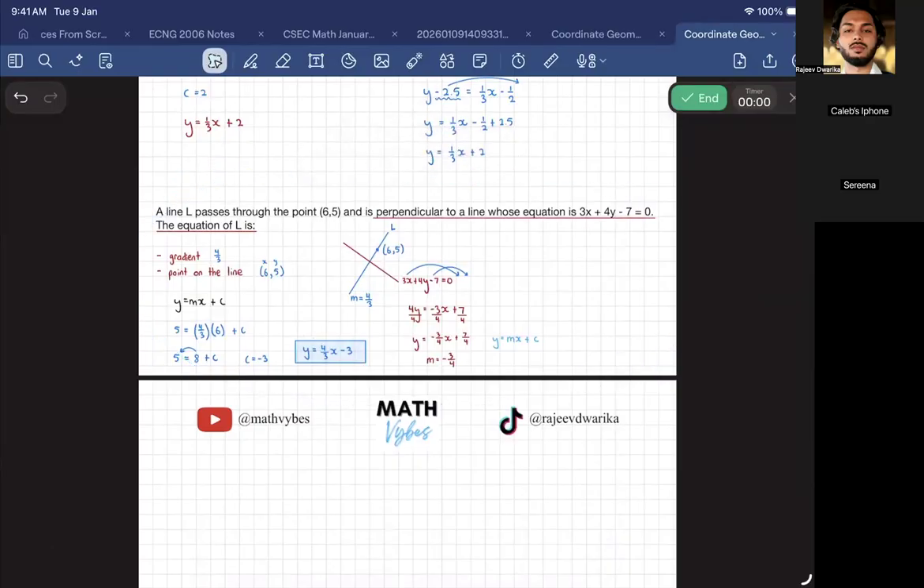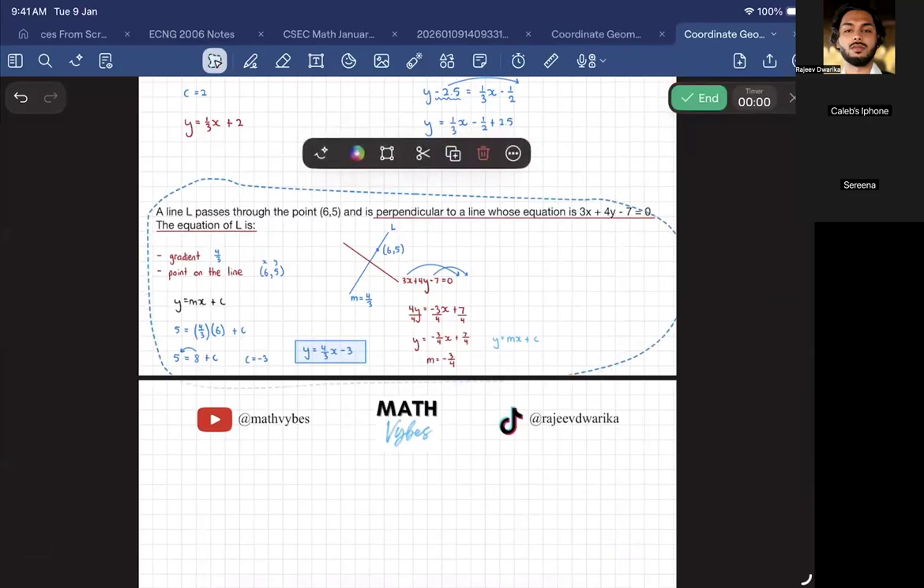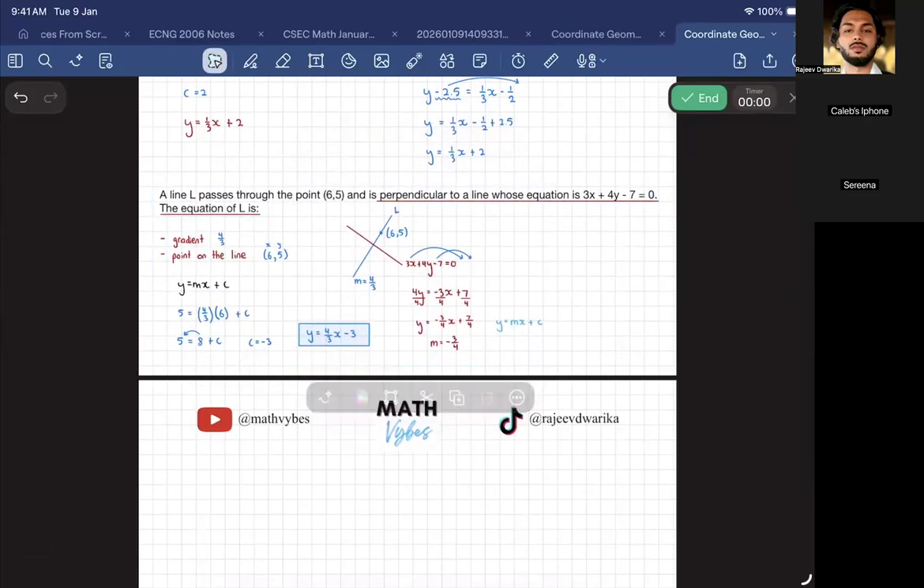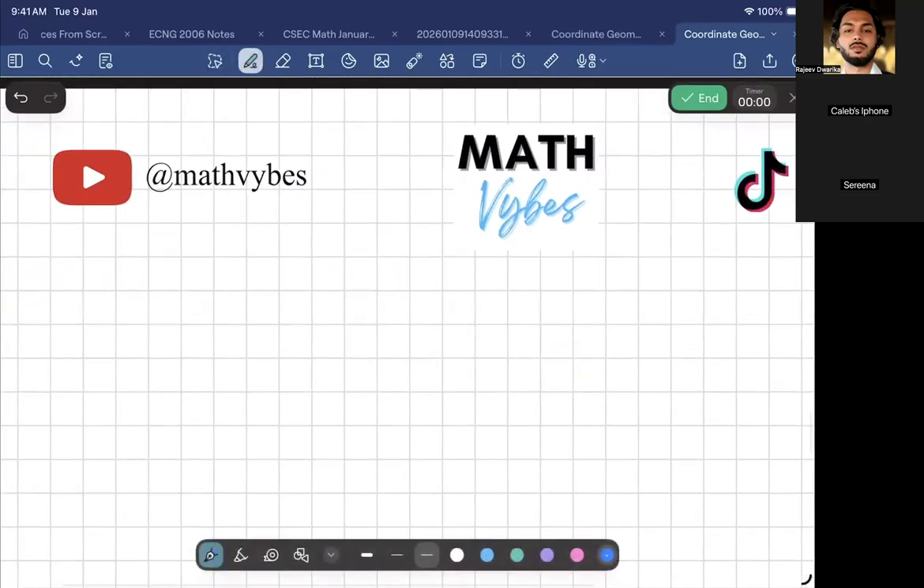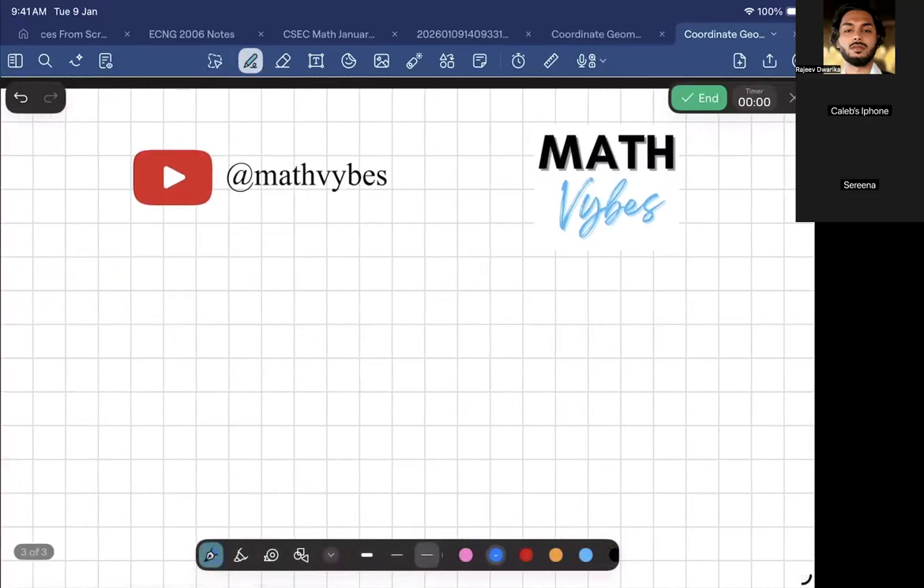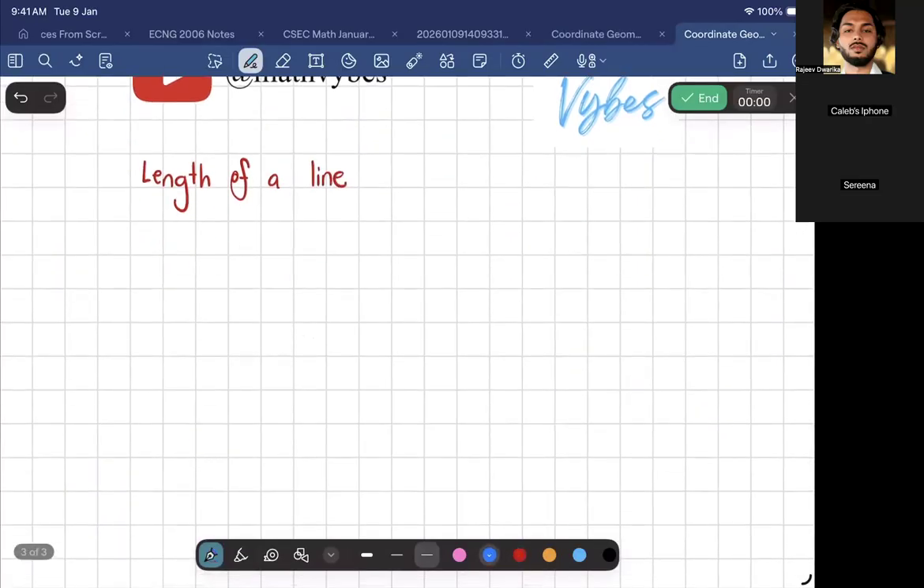And one more thing before we go, we need to look at how to find the length of a line. That often comes up, and I think it will have prepared you well going into circles. All right. So you need to know what the length of a line is. The formula for the length of a line.